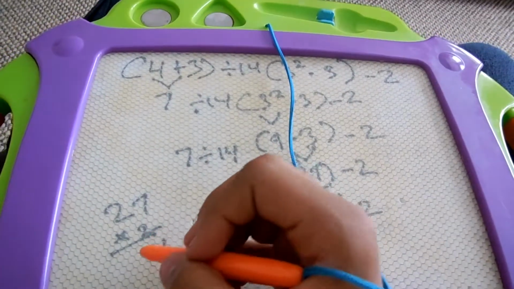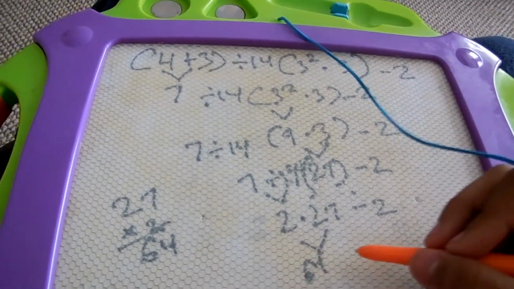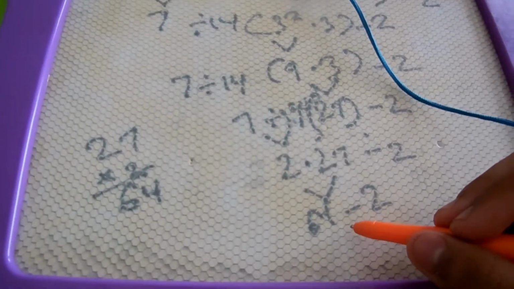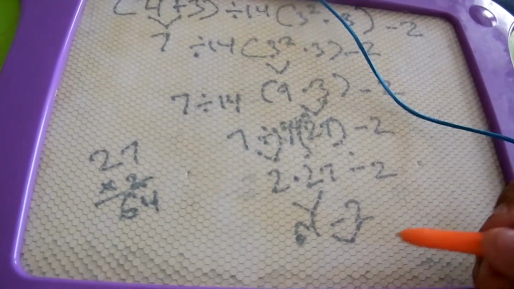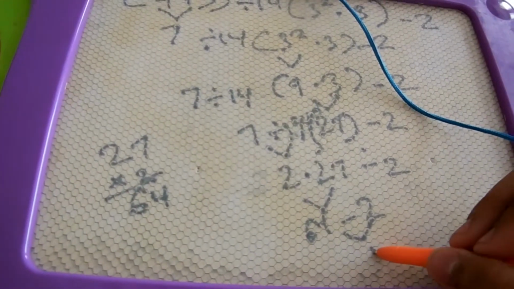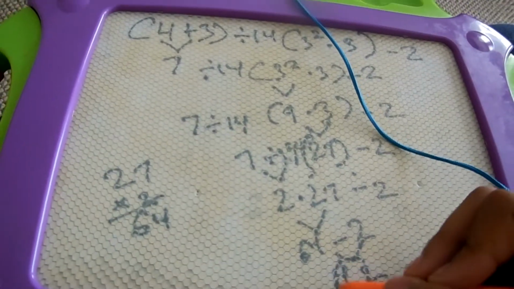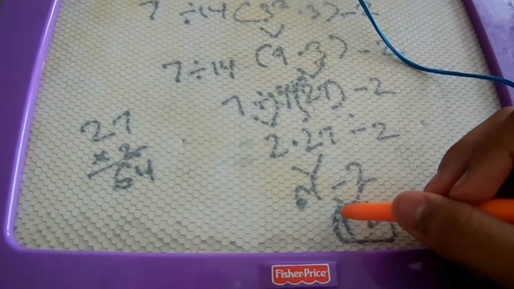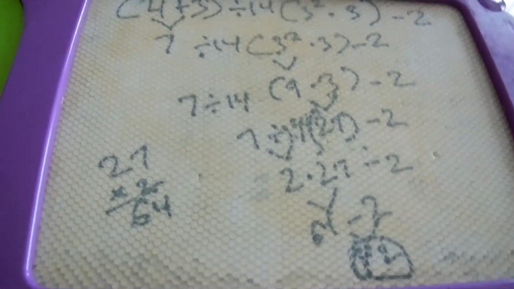64 minus 2, that's the only problem we have left. 64 minus 2 is, put 2 here and 4 here, so it's 42. My circled answer right here is 42. So that's my answer, guys.